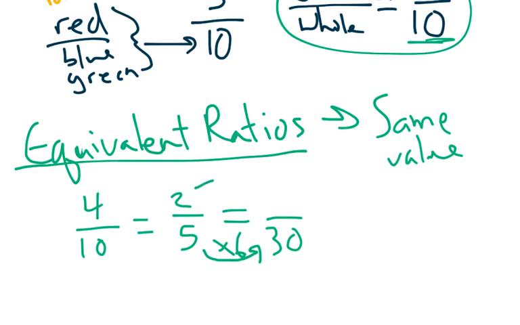And so since it's equivalent, I have to multiply this one by 6 as well. And that gives me 12 out of 30. And so again, equivalent ratios are ratios that have the same value. And sometimes we need to use equivalent ratios to help us compare ratios or rates.